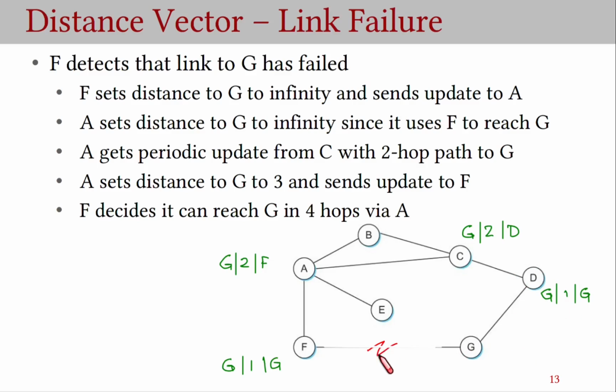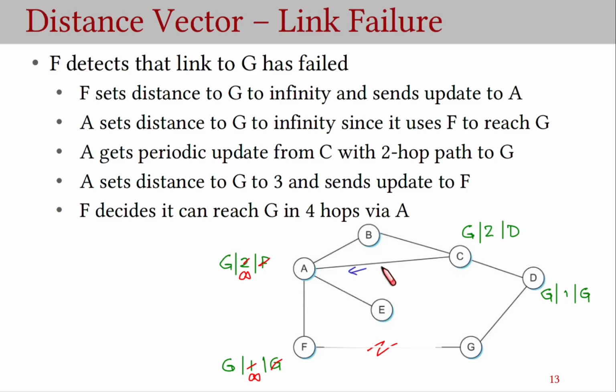Now, after this link fails, this entry at F is going to be modified as G infinity, and there is no next hop. And F is going to propagate this distance vector to A, and accordingly A is going to update its entry as G infinity. It does not have any path to G. Now A is going to get updates about G from C and B also. And so actually, since the distance from C is less than the distance from B, this update is going to make a difference. So just focus on this one.